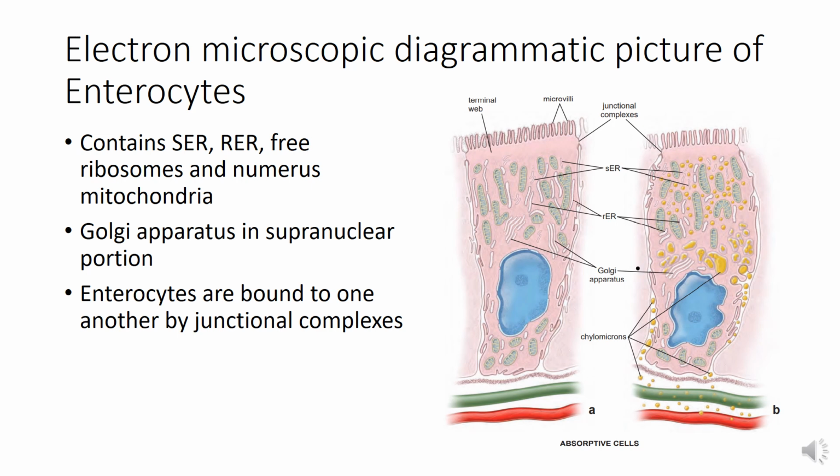Now, the electron microscopic diagrammatic picture of the enterocytes shows that the apical region of the enterocytes contains a large amount of smooth endoplasmic reticulum. The cytoplasm also contains the rough endoplasmic reticulum, the free ribosomes, and numerous mitochondria. A large Golgi apparatus is present in the supranuclear portion. So you can see here the Golgi apparatus in the supranuclear portion.